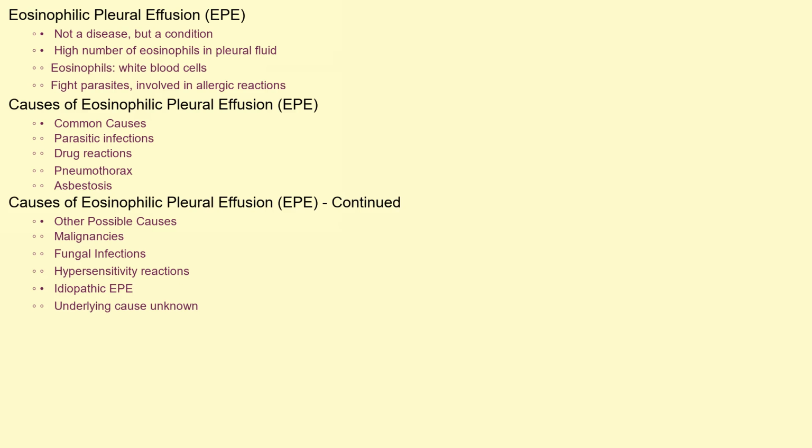fluid surrounding the lungs, contains a high number of eosinophils. These are a type of white blood cell that typically fights off parasites and is involved in allergic reactions. The causes of EP are diverse. The most common causes include parasitic infections, drug reactions, pneumothorax, asbestosis, and malignancies.